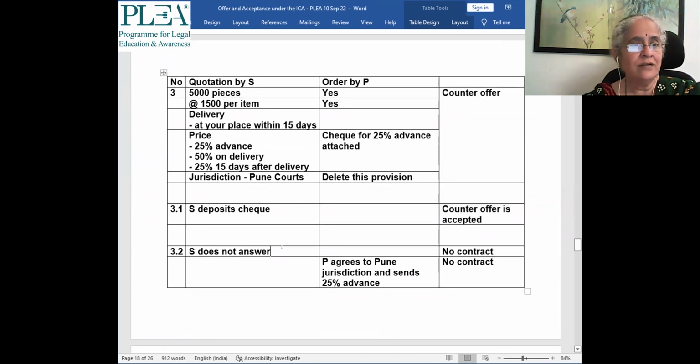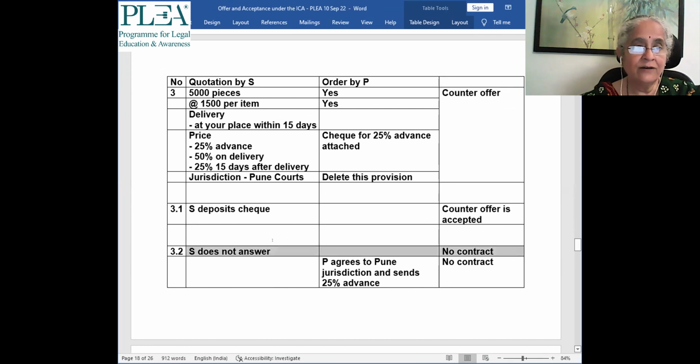If S does not answer at all, there is no contract. If P says afterwards, this is not accepted, S doesn't answer, and then the purchaser says, okay, I agree that Pune court will have jurisdiction, and he again sends 25% advance because this check was not deposited. Is there a contract now? The answer is no, there is no contract. Why?